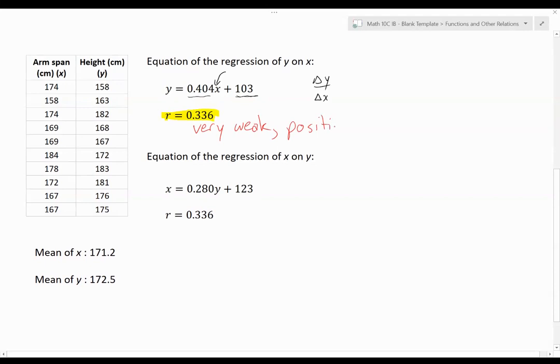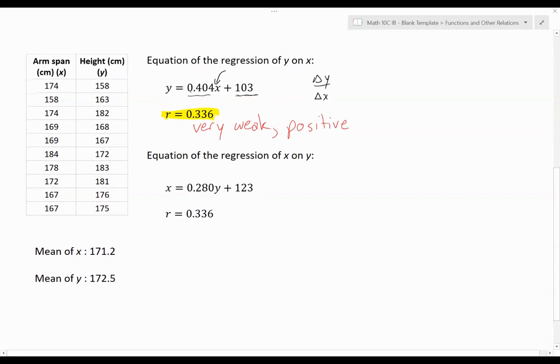The positive correlation is tied to the positive slope. It basically means as arm span goes up, height goes up. If I had a negative value, that would mean that as arm span goes up, height goes down, or vice versa. The best possible R value you can get is either 1 or -1. 1 or a -1 would indicate that we have data that perfectly fits the equation of the line. You can kind of think of it as a 100% correlation. Good correlations would have values like in the 0.8, 0.9 range, but 0.336 is very weak.